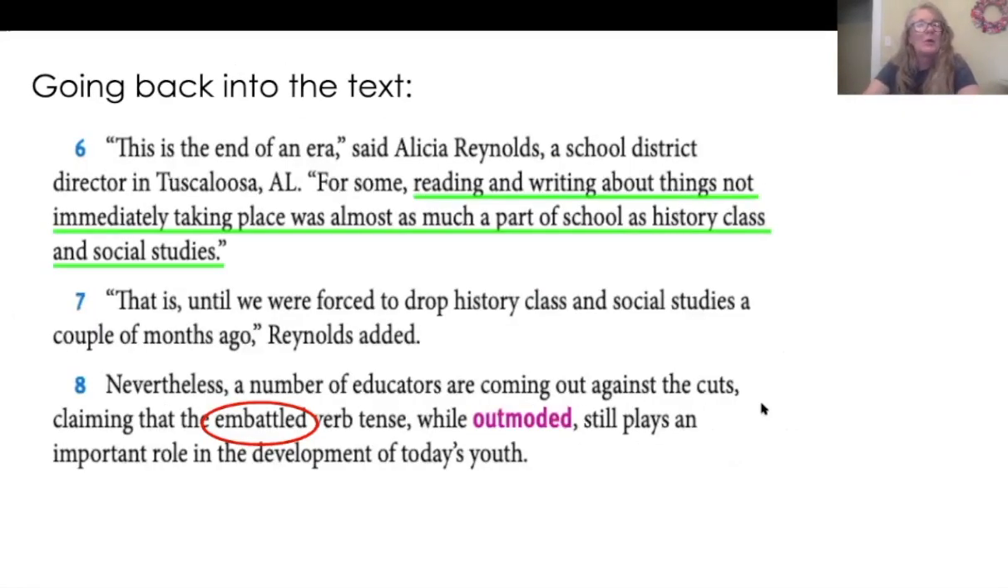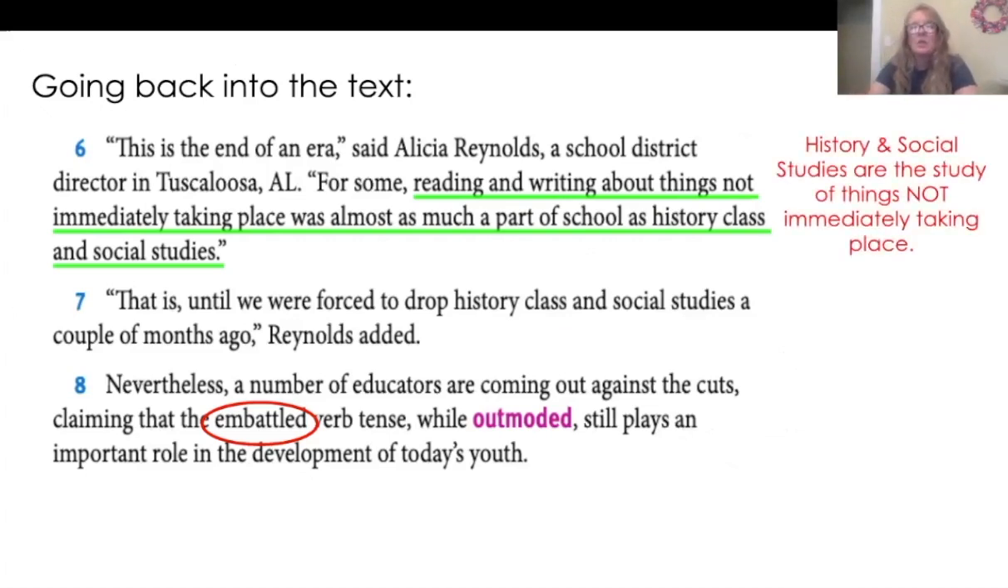All right, moving on to our next section of text, paragraph 6. I've underlined "reading and writing about things not immediately taking place was almost as much a part of school as history class and social studies." History and social studies are the study of things not immediately taking place. So again, here's a play on words. We need those, right? The past has already been dropped. If you drop a history class and a social studies class, that's dropping the past. So again, there's that deep meaning when you take your time and read closely, you can catch plays on words like that.